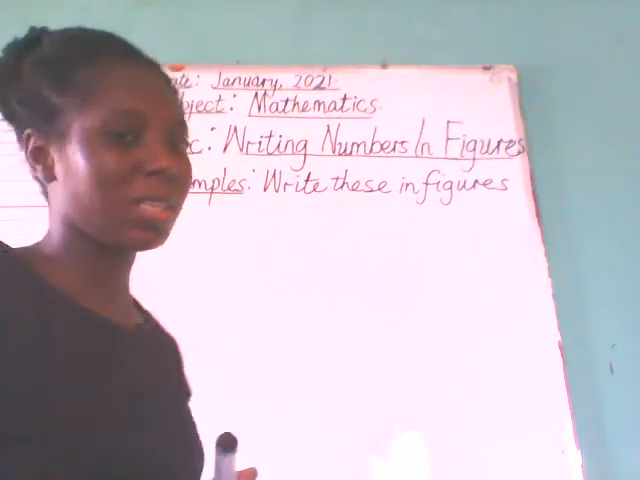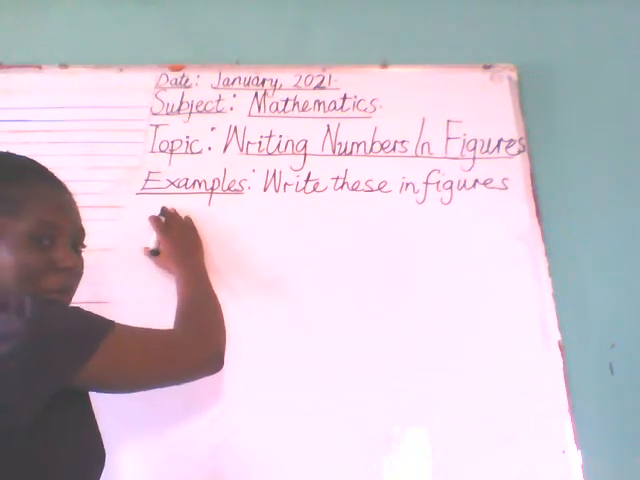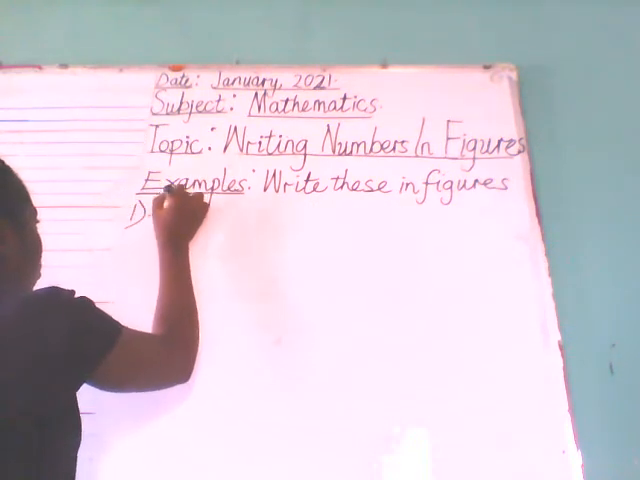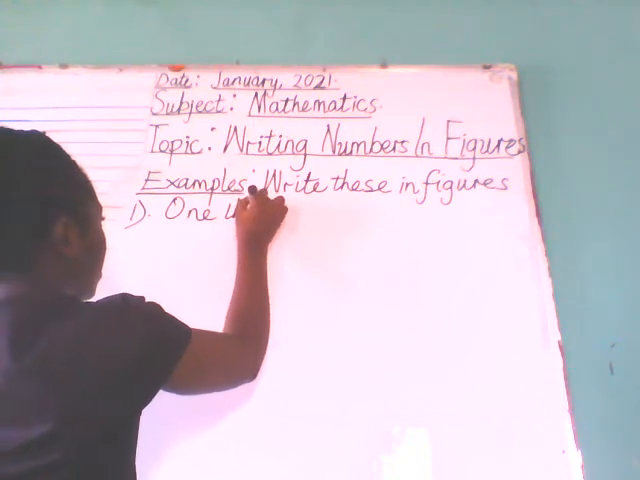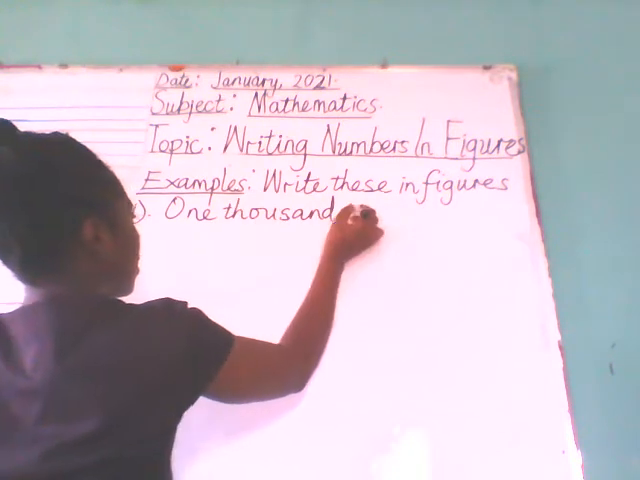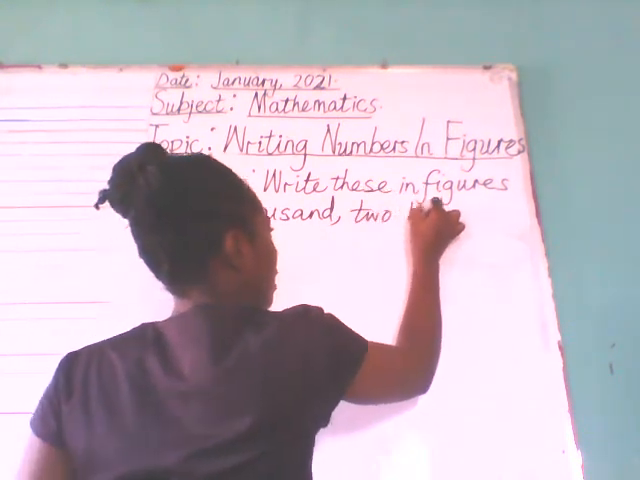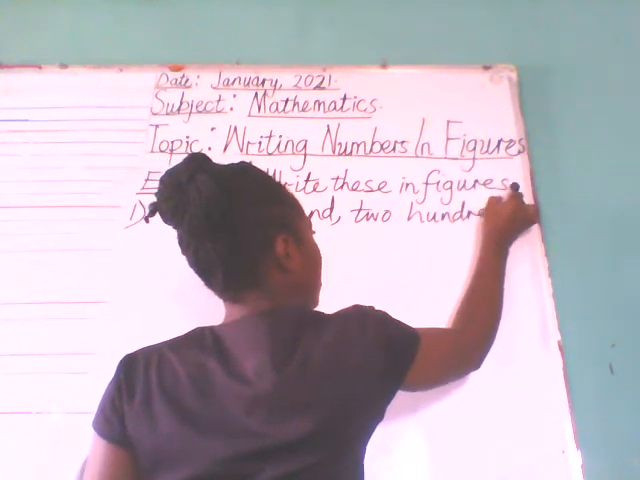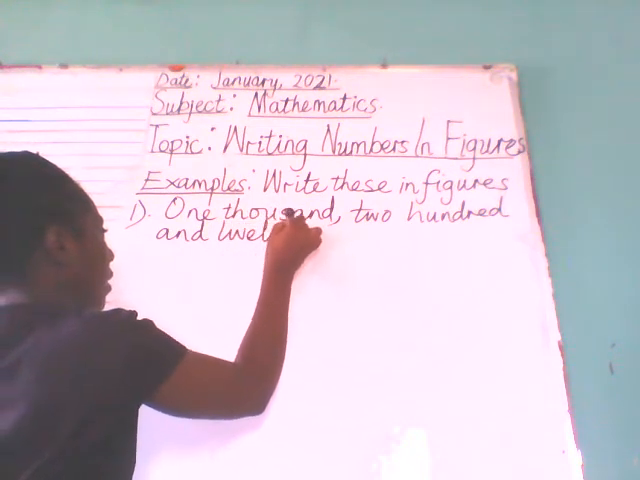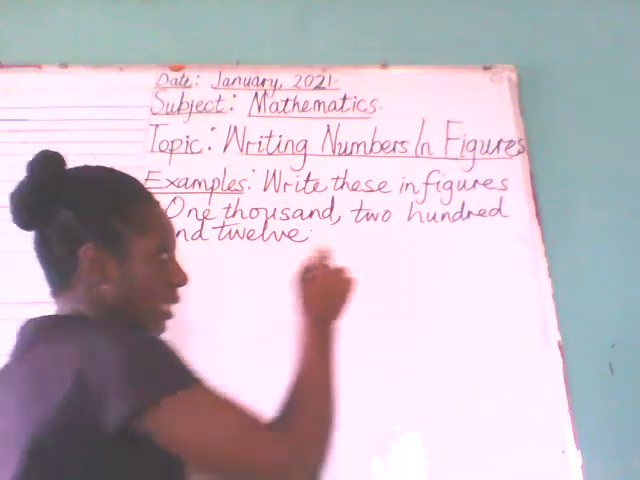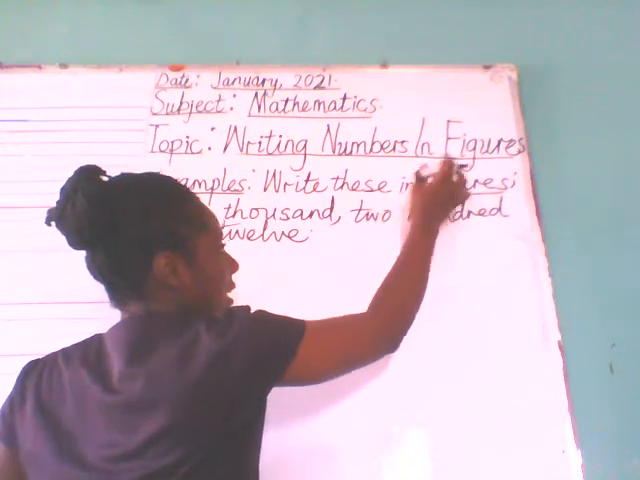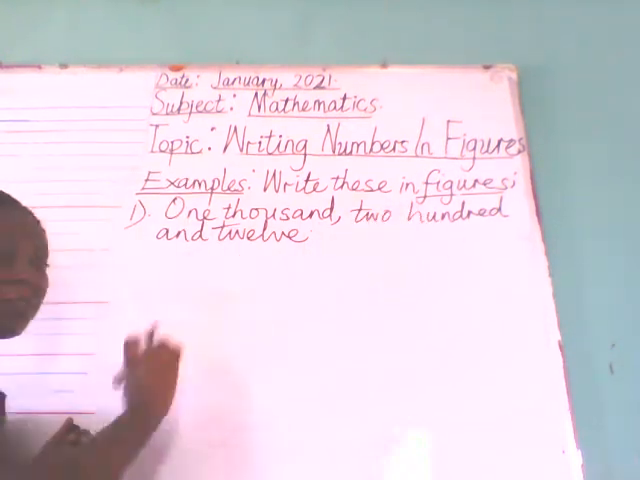If you are asked to write numbers in figures, you should be able to do that well. For example, we have a question already on the board that says, write these in figures. The first number is 1,000, then 1,200, and 12. So write 1,212 in figures.